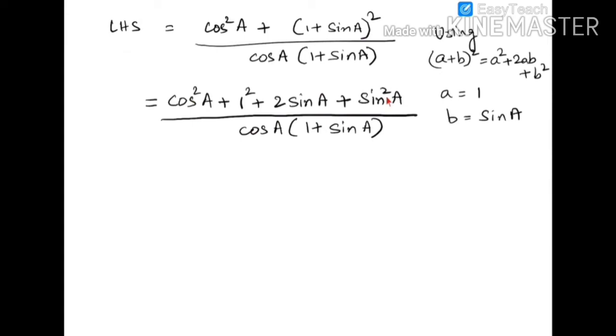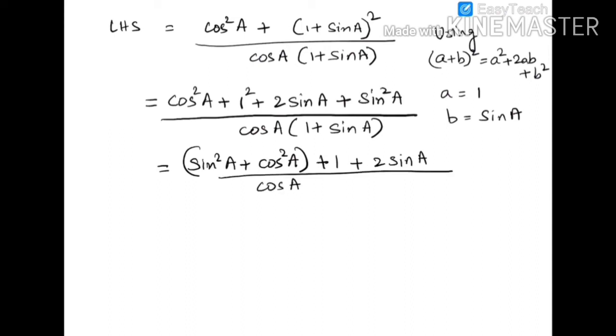Now we have cos square A here and plus sin square A here. So we have an opportunity to use the first identity. So sin square A plus cos square A, I'm writing together. Then I'm writing this term plus 1 plus 2 sin A divided by cos A 1 plus sin A. So sin square A plus cos square A is 1. Write down the remaining terms as they are.